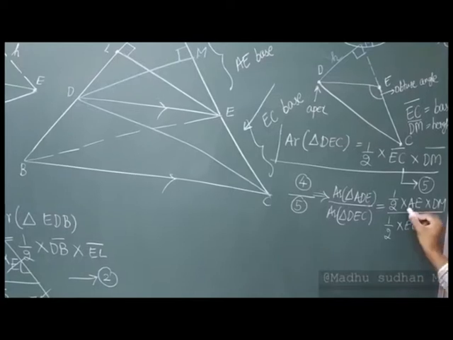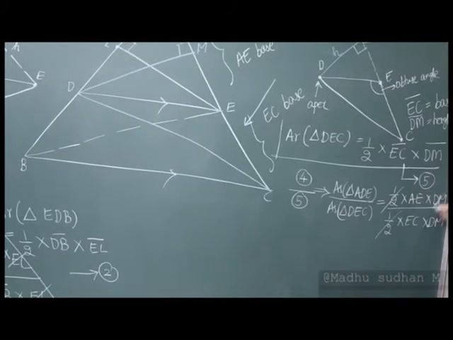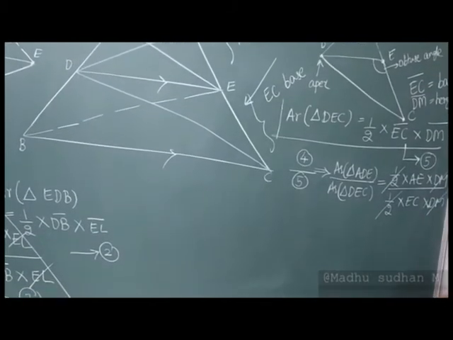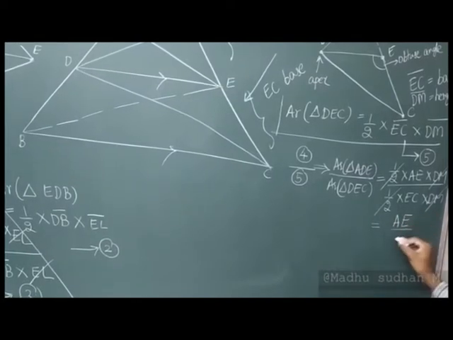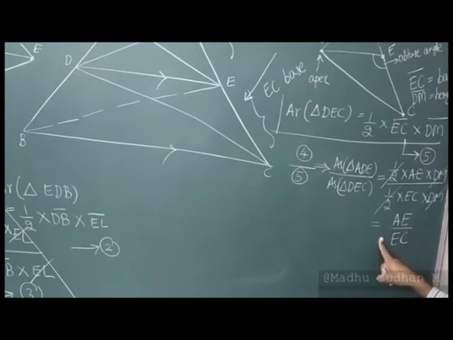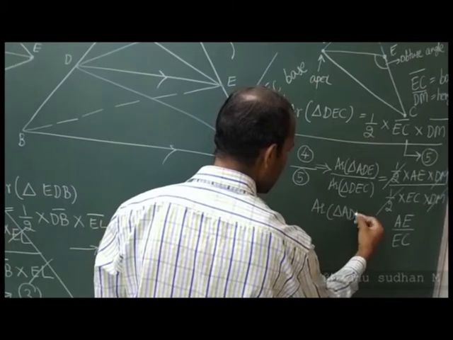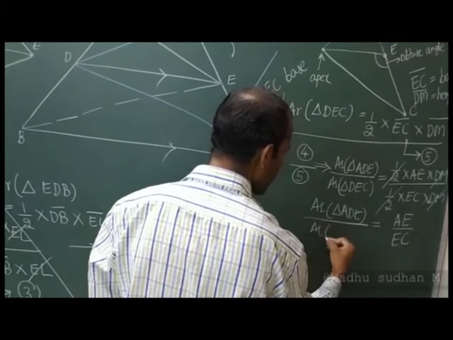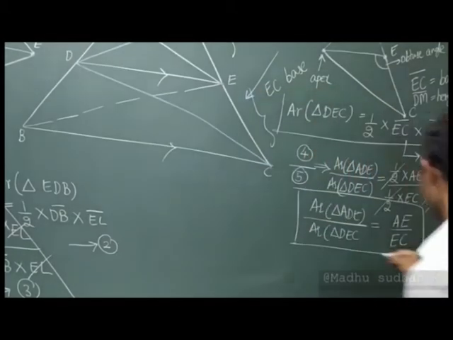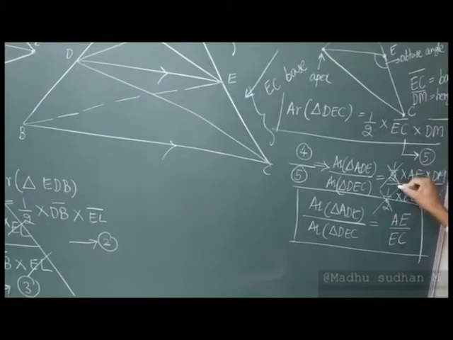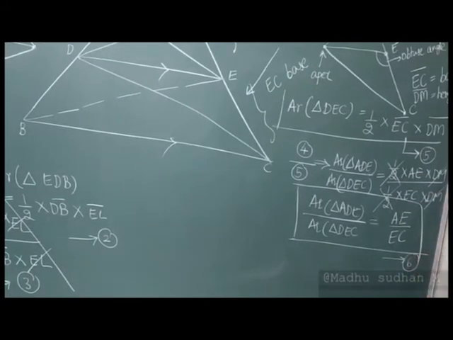So now can I cancel this half and half? I can cancel. I can cancel DM and DM. So I shall get what? This is equal to AE divided by EC. What is this? Area of triangle ADE by area of triangle DEC. Followed it? We cancel these two here. So let me consider this as equation number 6.